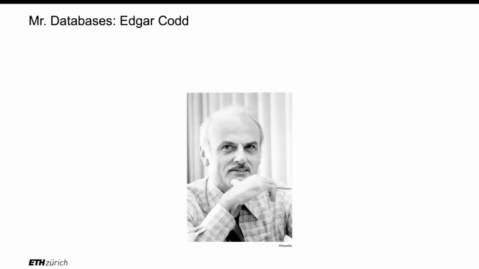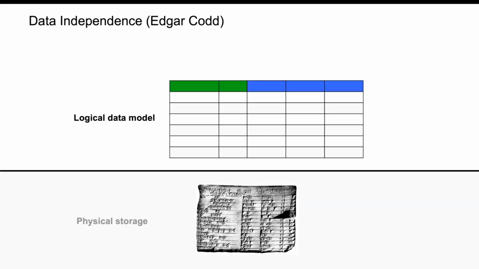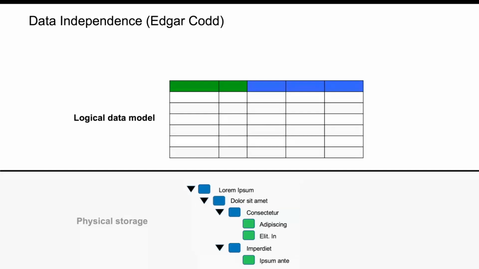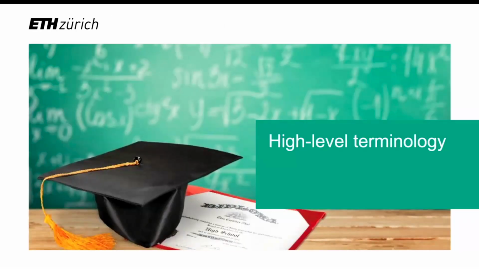So this person is Edgar Codd. Now you know him. He's the one who came up with the idea of data independence. And that's the idea that we can just pick whatever we want as the physical storage. It doesn't matter. The model is the same, right? I'm repeating a lot, but if I repeat, then I'm sure you will remember.